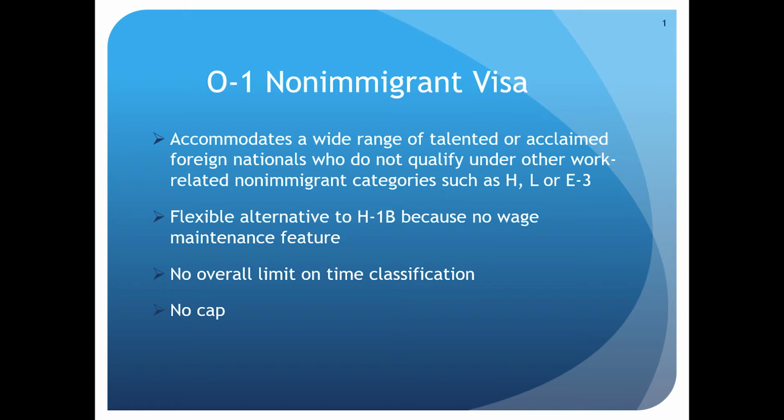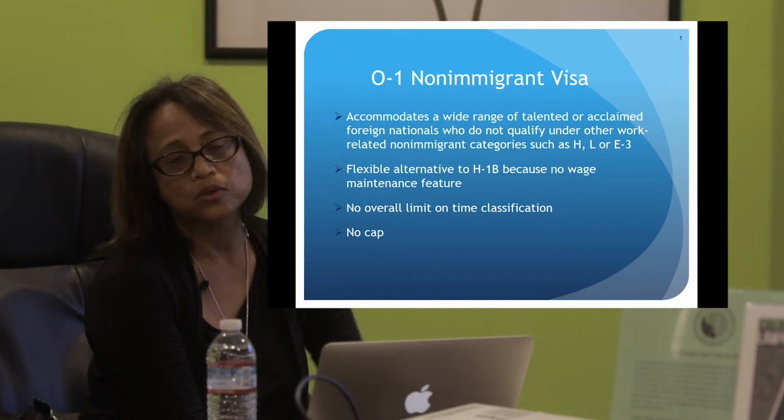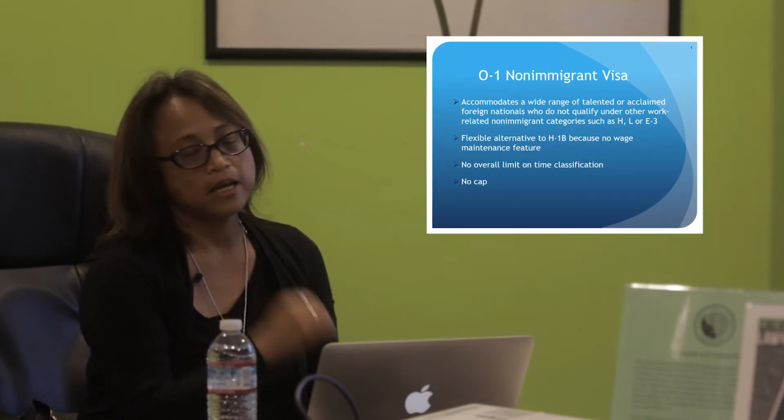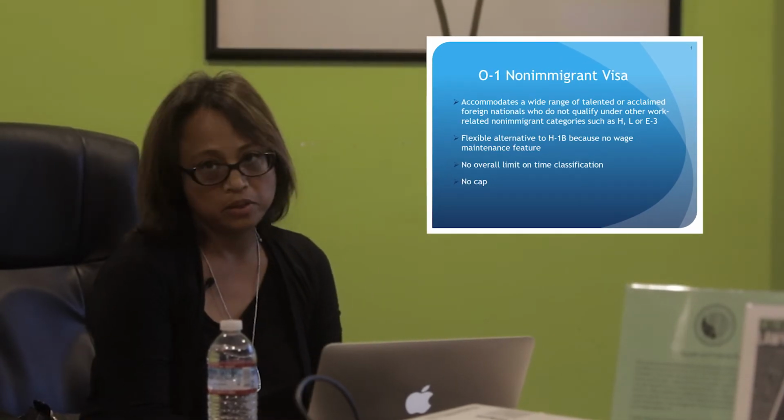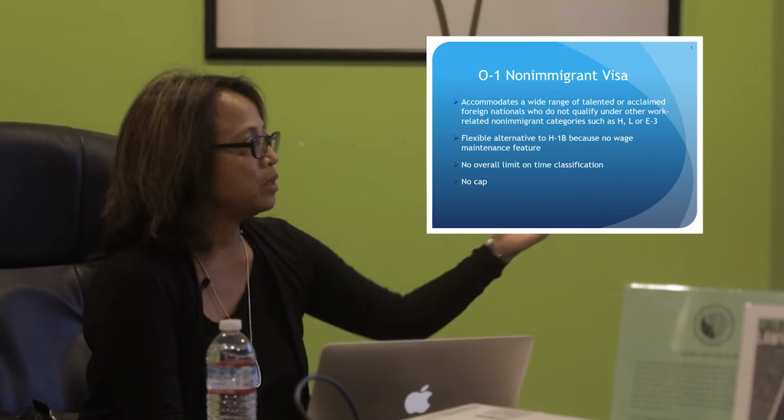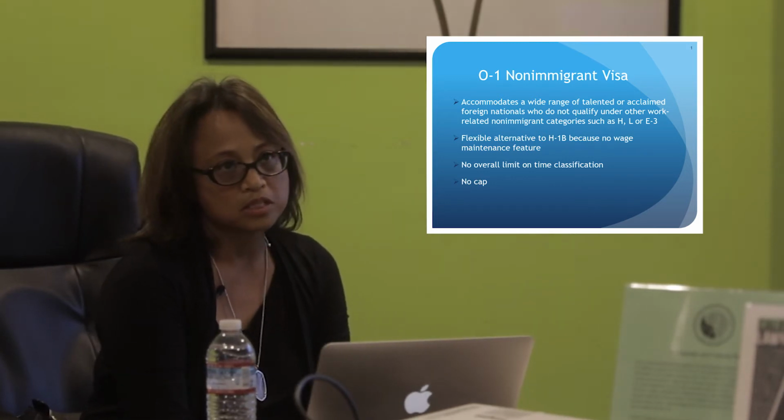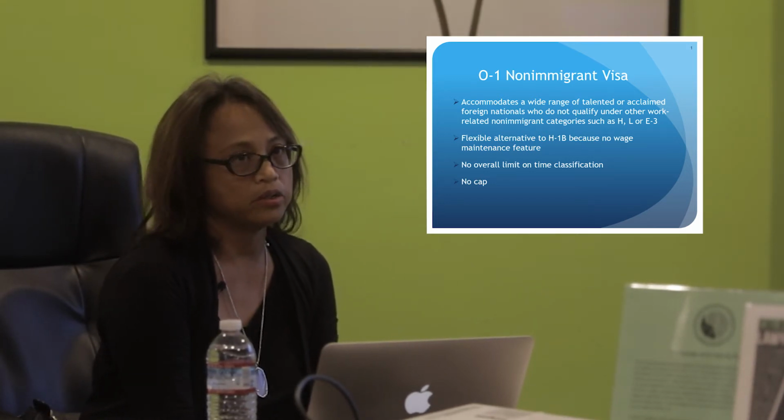The H-1B is a visa category used by professionals. The L is for transferees within a company. And the E3 is a visa that's particular to countries like Australia and Singapore. There's no overall limit in terms of time. Most other work visas have a limited amount of time you can be on the visa. For example, an H-1B visa has a cap of 6 years, and then you have to leave the country for a year before you can come back.